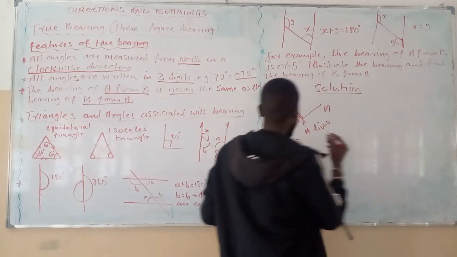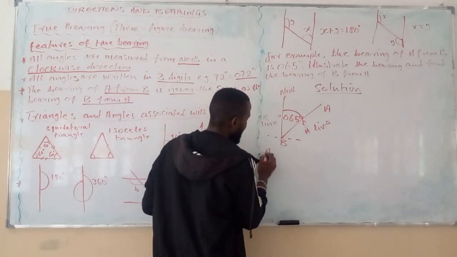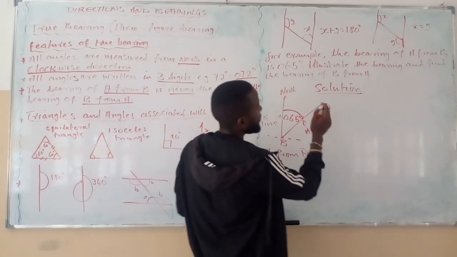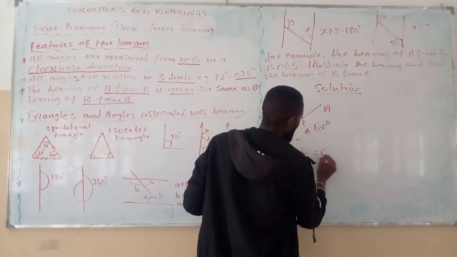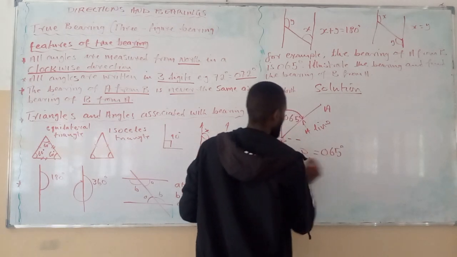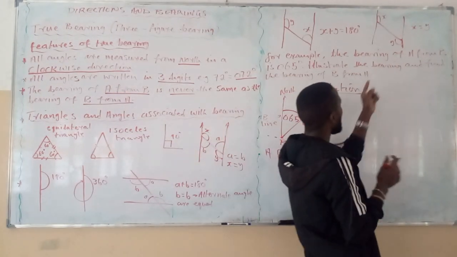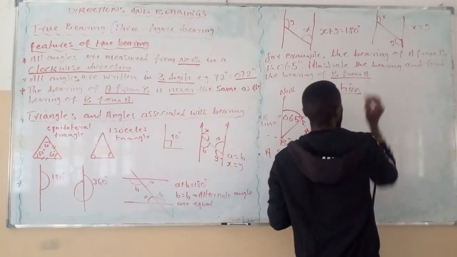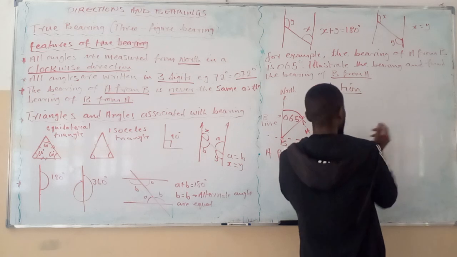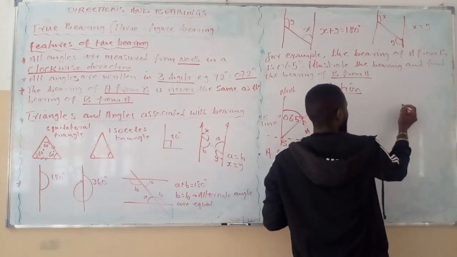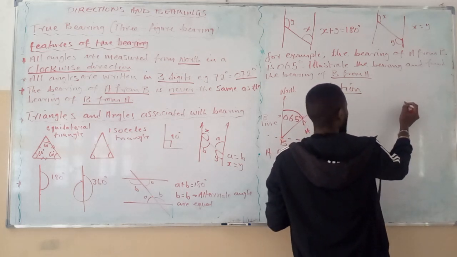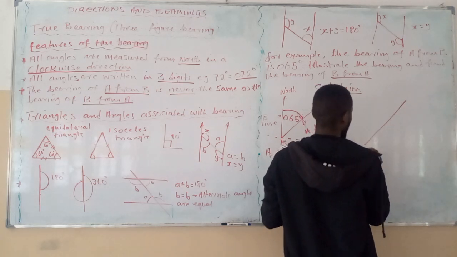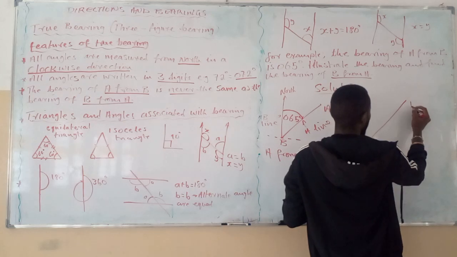So you will see, now here we know the bearing of A from B is equal to 0.65 degrees. Now let us find the bearing of B from A. Let us find this bearing. So we need to generate again the same line, which is this one. Now we just make it here so that we don't look so dirty. So this is my B and this is my A.